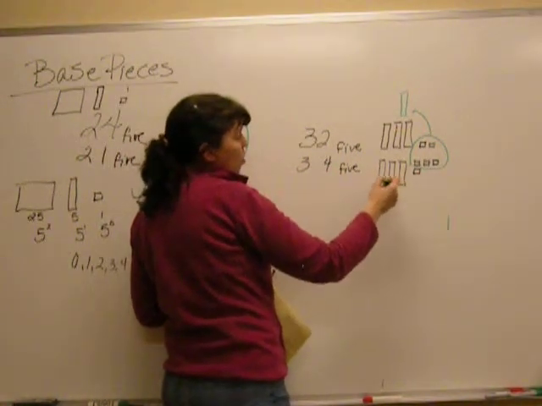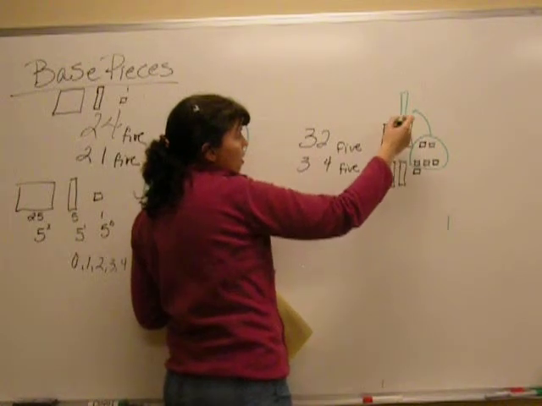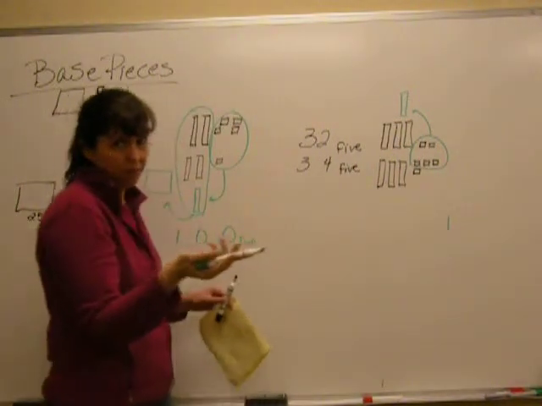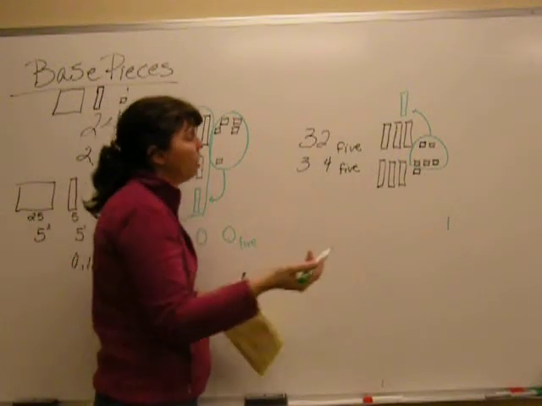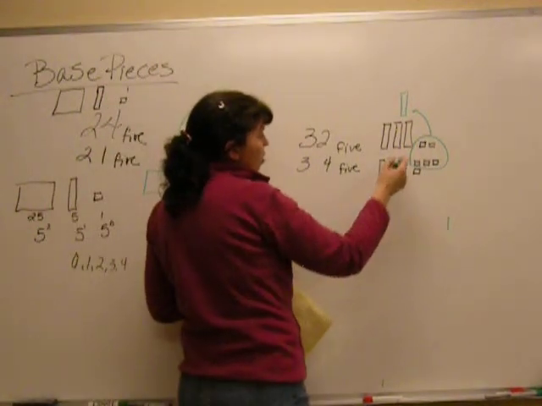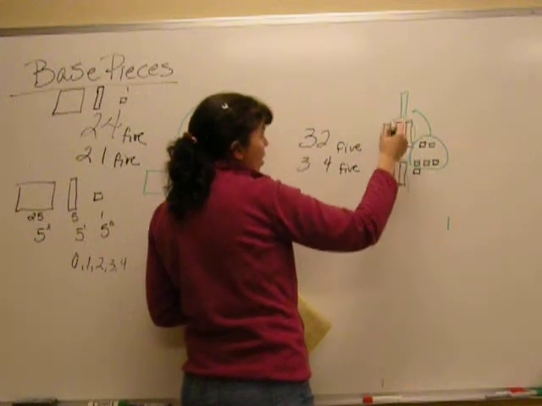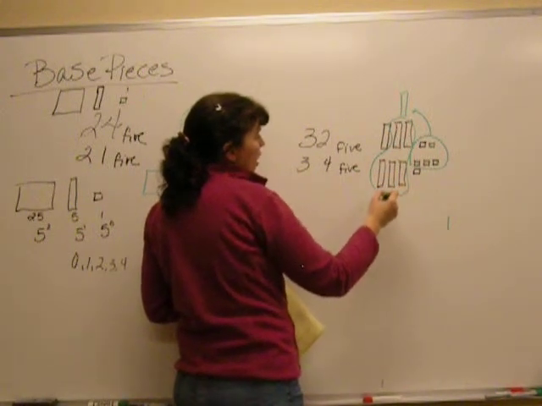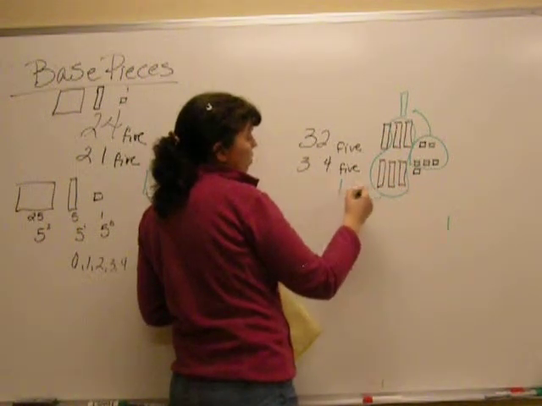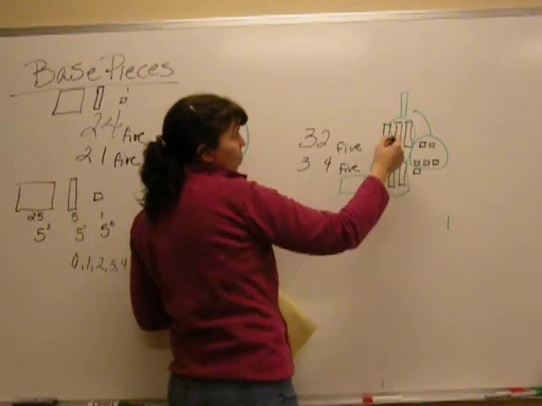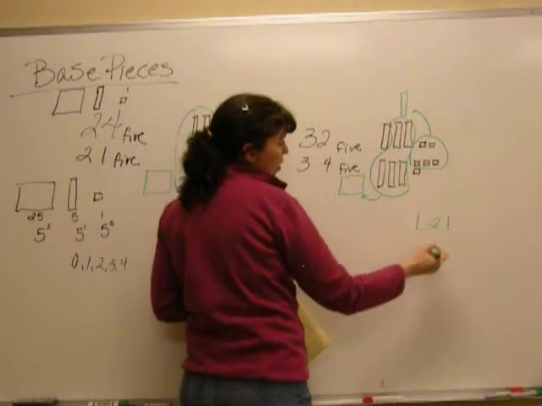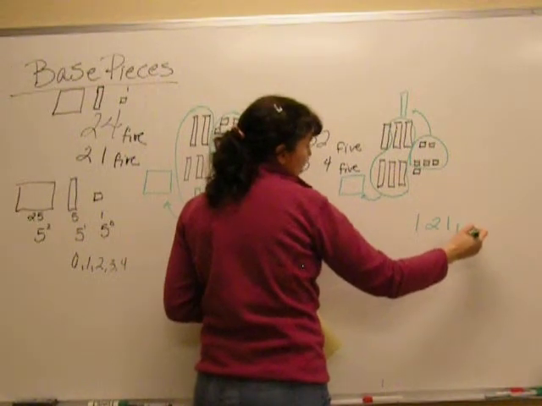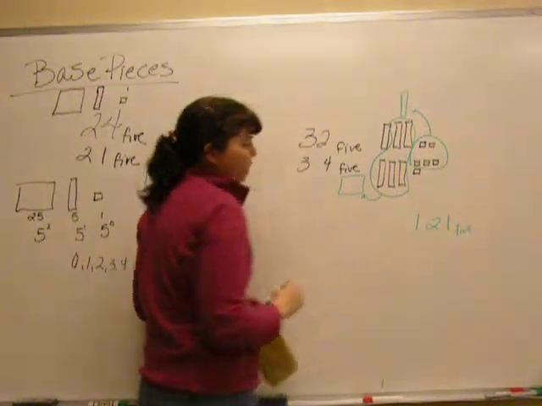In my longs, I've got 1, 2, 3, 4, 5, 6, 7. Well, I can't have that many in base 5. They don't know what a 7 looks like. They only know up to 5. So 1, 2, 3, 4, 5. This all gets regrouped and becomes the next unit over, which is a flat. And I'm left with 2 longs and 1 flat. So my answer would be 1, 2, 1, base 5.